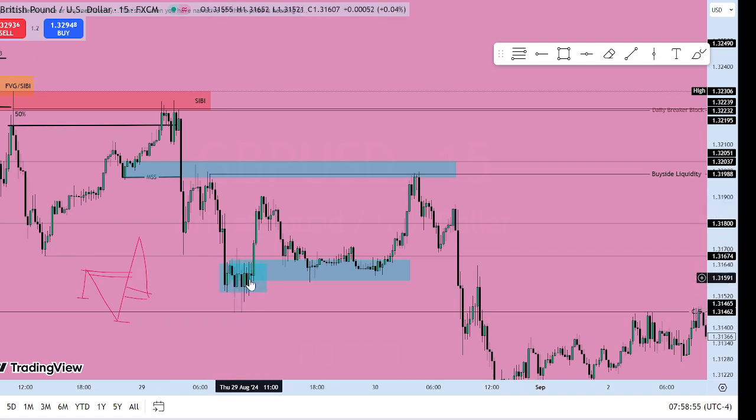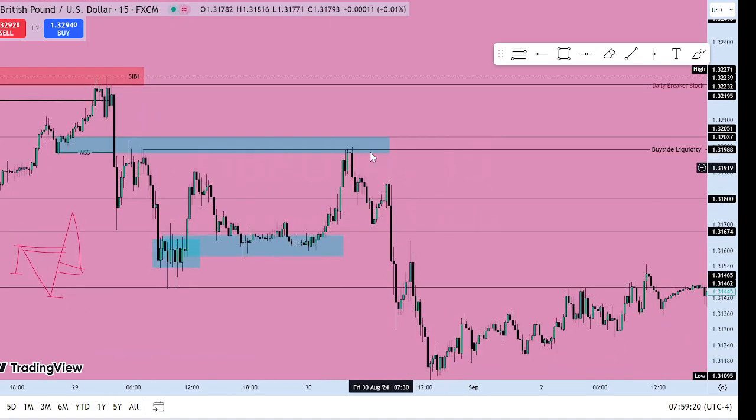After we had a breaker, created a fair value gap, then wait for price to trade into the breaker or inefficiency and buy. Then put your stop loss below here at the low. Then you can take your profits at the buy side liquidity. Okay.